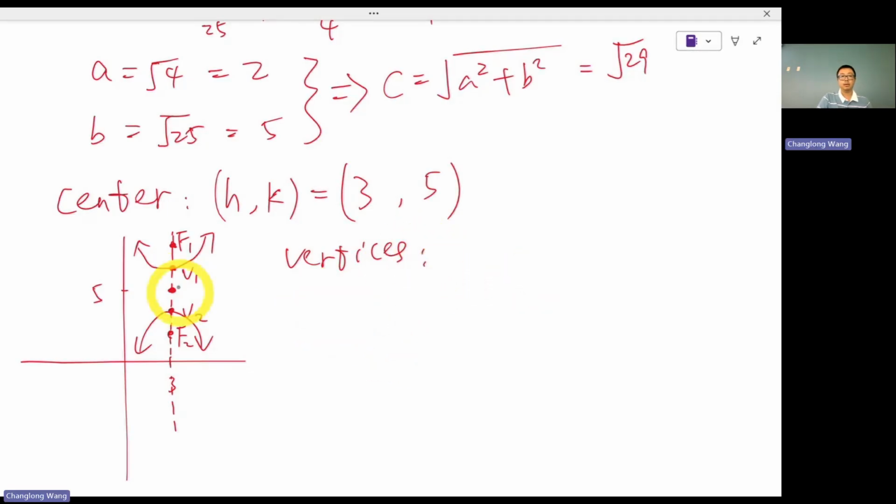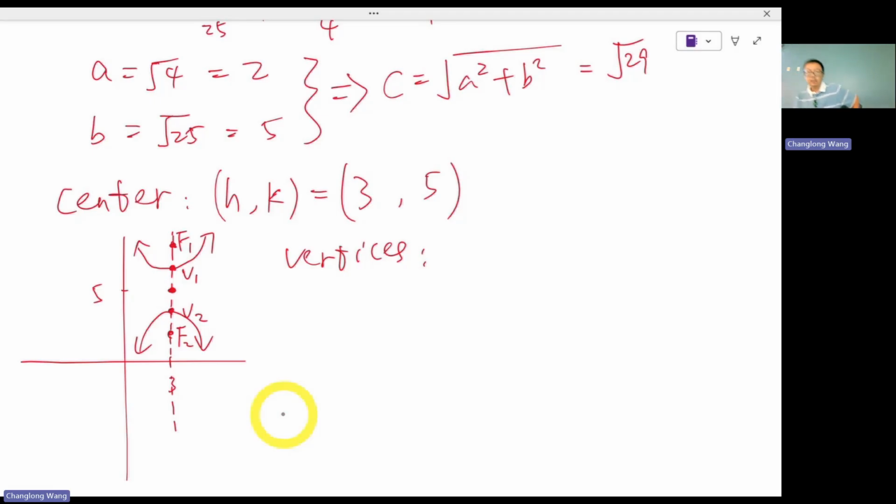So what do you say? You see that the vertices are on this line, right? Remember that the center is at (3, 5). Don't you think that you can just go up by 2 units, go down by 2 units to get the 2 vertices, and go up by c, go down by c to get the 2 foci, right?